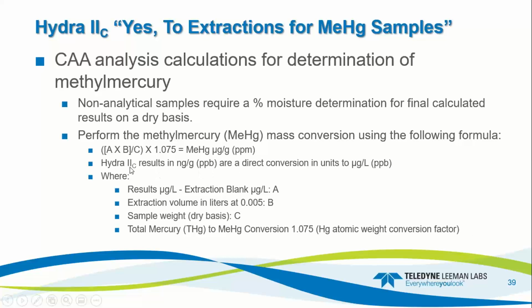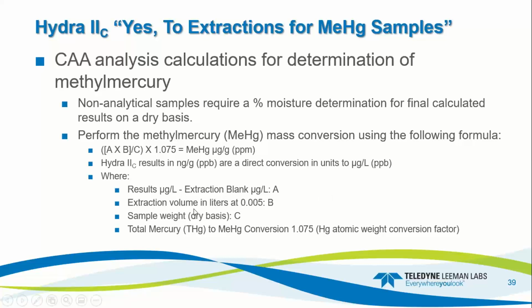So in the Hydra C, the results are in nanogram per gram, which is ppb. So that's a direct conversion to micrograms per liter, also ppb. Thus the results become microgram per liter. Then I'm going to run an extraction blank. You have to have a control blank. So I subtract that. So A is equal to the results minus the blank.